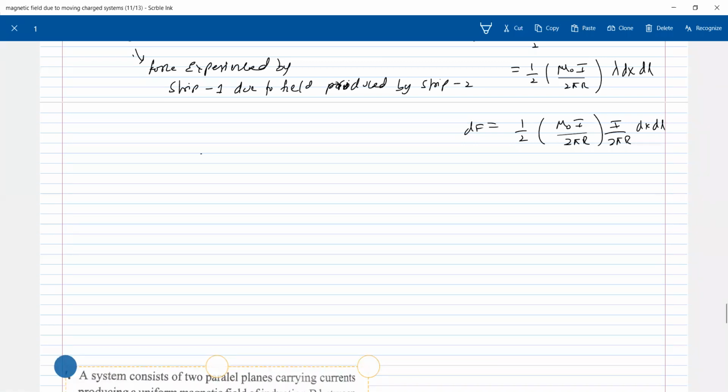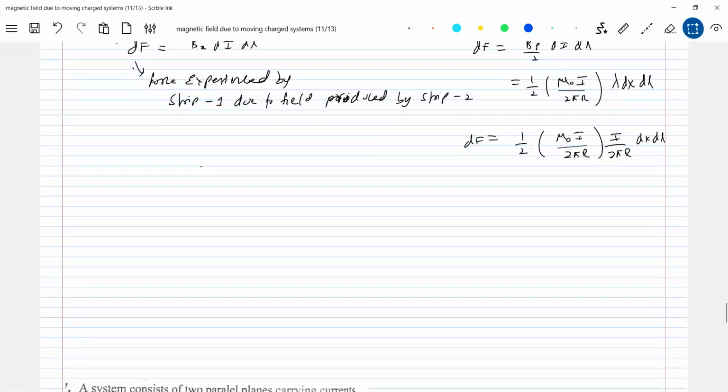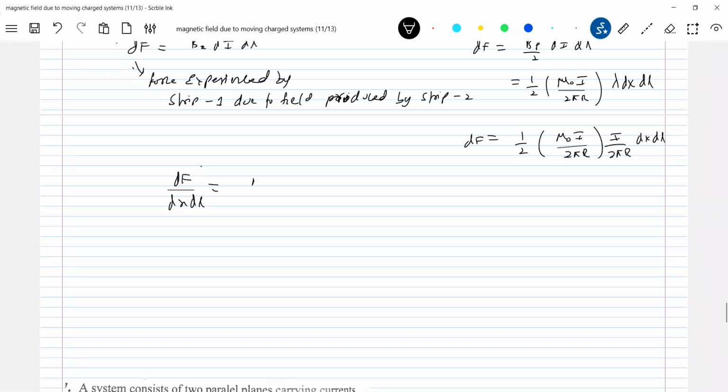Books give the formula directly, but you will not understand it. That's why I picked up the basic method. So dF by dx dl should be equal to mu naught I square by 8 pi square r square. This is the force per unit area.